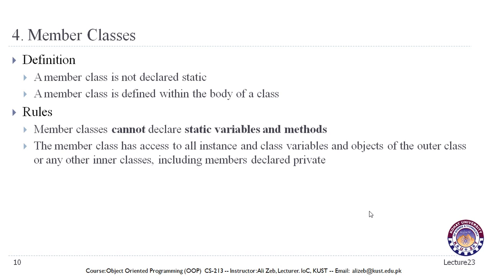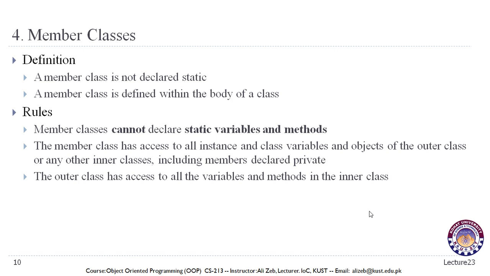The member class has access to all instance and class variables and objects of the outer class, or any other inner classes, including members declared private. So a member class has access to all the instance variables and objects of the outer class, and any other classes in the outer class, including the private members. The outer class has access to all the variables and methods in the inner class.